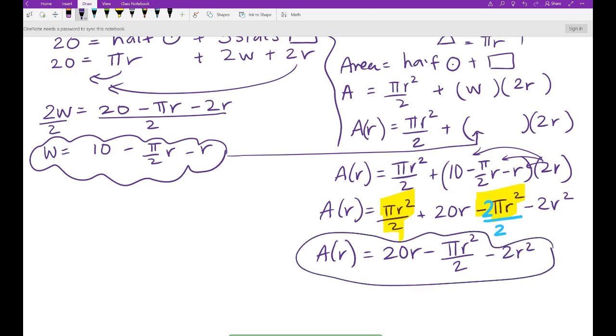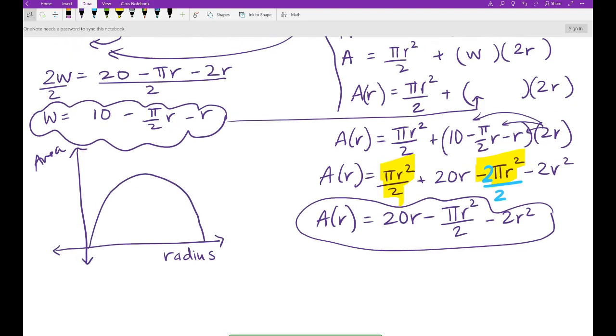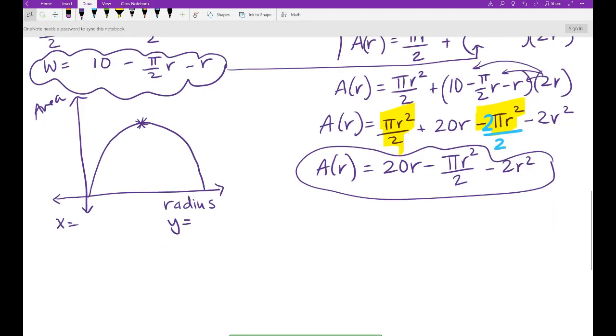I'm now going to ask you to put that in your calculator. Okay, I'll wait for you to put it in the calculator. What's the input for this application? Radius, okay. What's the output for this application? Area, okay. All right, punch it in. I'm pretty sure it's going to give you a parabola of some sort. Then let me know what the max is, okay? It's going to prompt an x equals and a y equals. Okay, so what do you have?